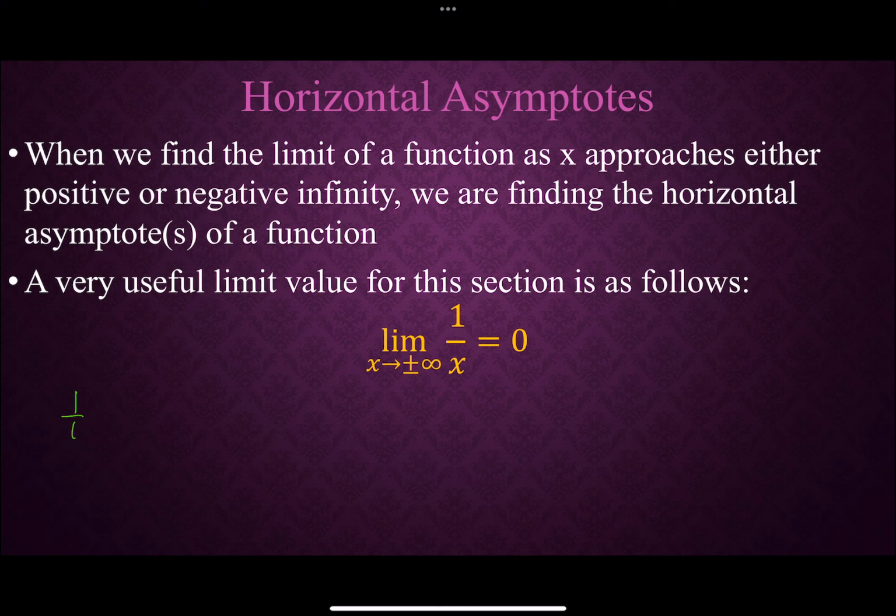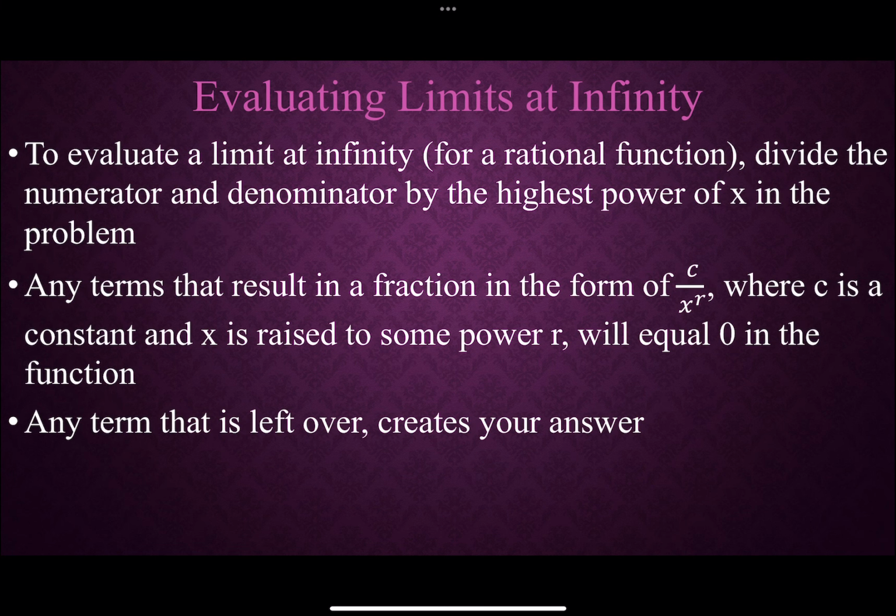When x is 1, 1 over 1 is 1. When x is 10, 1 over 10 is 0.1. When x is 100, 1 over 100 is 0.01. When x is 1,000, 1 over 1,000 is 0.001. As you can see, as x is getting larger and larger, the decimal is getting smaller and smaller. It's approaching 0, which is the whole idea behind the limits.